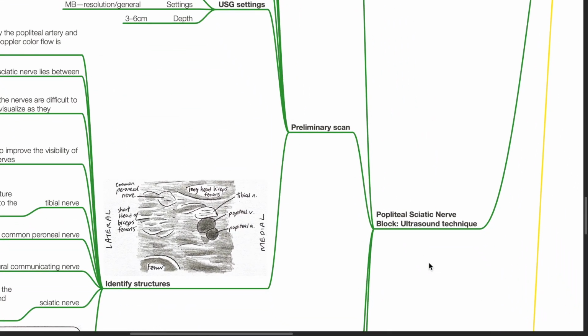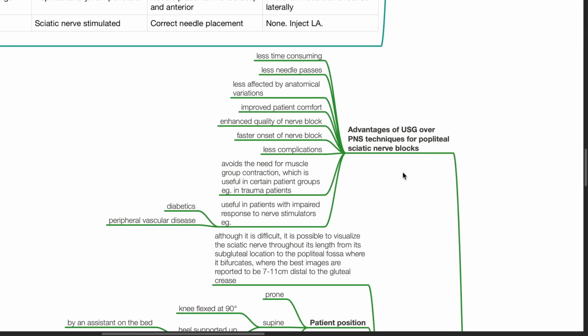Popliteal sciatic nerve block ultrasound technique. Advantages of ultrasound over peripheral nerve stimulation technique for popliteal sciatic nerve blocks: it is less time consuming, requires fewer needle passes, is less affected by anatomical variations, and offers improved patient comfort, enhanced quality of nerve block, faster onset of nerve block, and fewer complications.